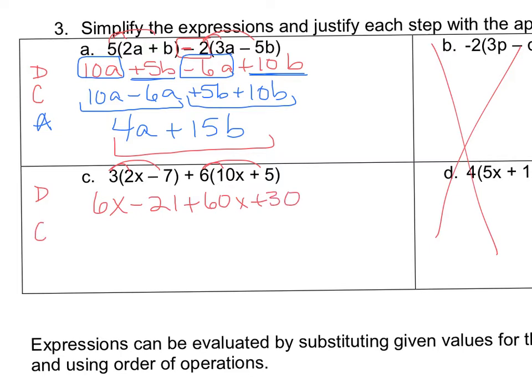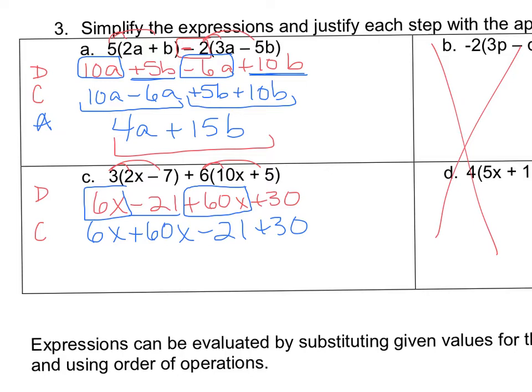So now we're going to do commutative. So we have this 6x. We have positive 60x. So 6x plus 60x. Then I have negative 21 plus 30. So I'm going to combine the like terms. So I have 66x, and then negative 21 plus 30 is positive 9.